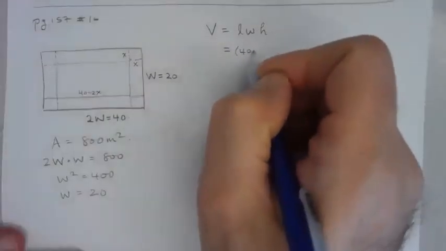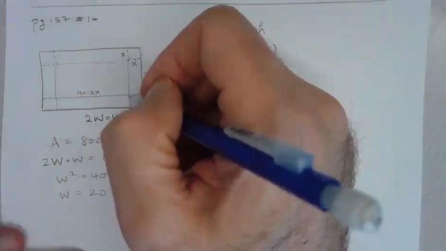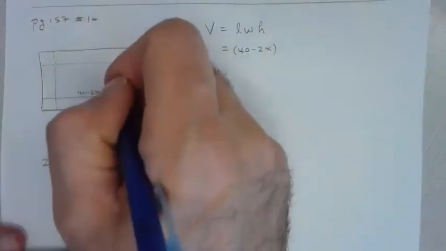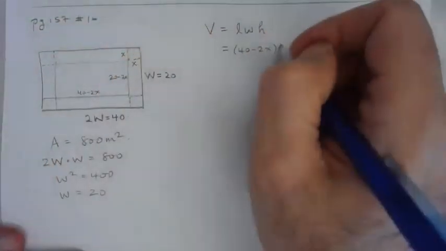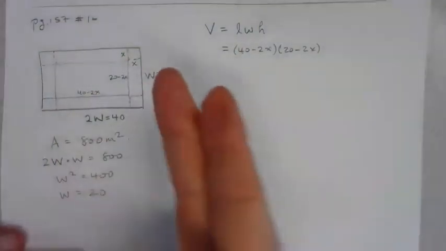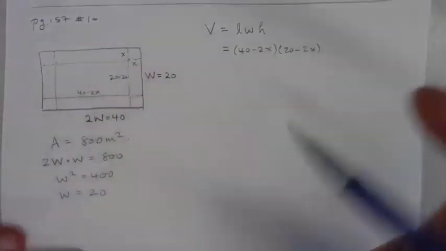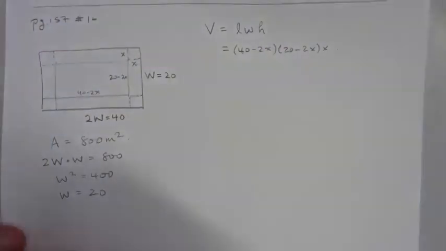Okay, then the width here is going to be similar. It's going to be 20 minus this little x and that little x. So 20 minus 2x. And then the height, well, remember what are we doing? We're taking that square and we're moving it up. So the height is just going to be x. And there is essentially our model for the volume.